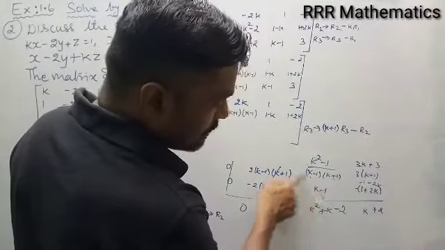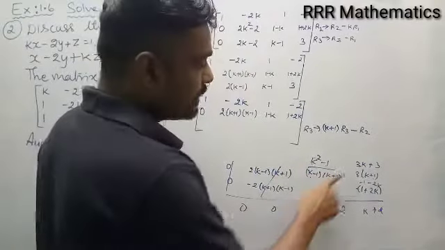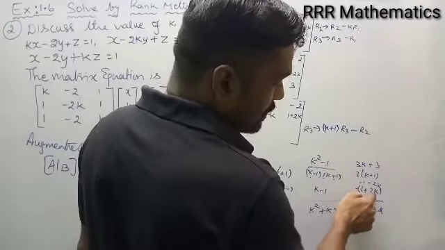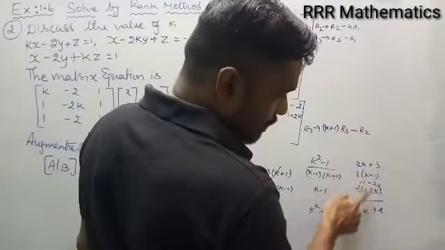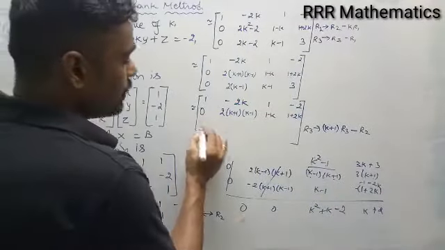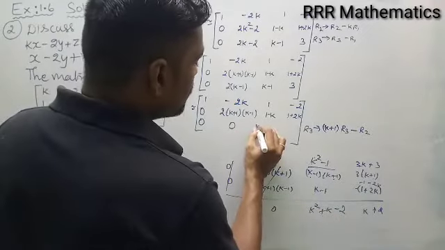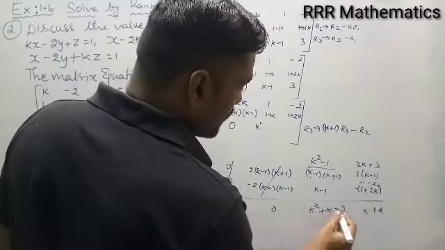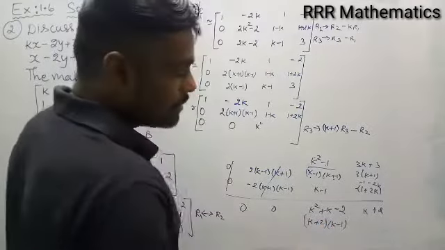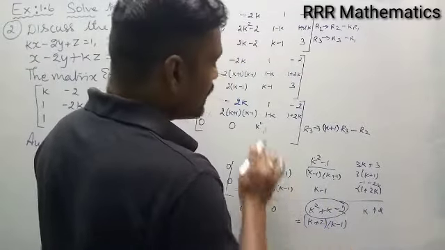If this is K minus 1, simplify K square plus K minus 1 minus 2. Here, 3 into K, 3K. 3 ones are 3. Here, minus 1 minus 2K. 3K minus 2K, K. 3 minus 1, 2. Got it? So, I can write my third row as 0, 0, it will be K square plus K minus 2. I can factorize this one, K plus 2, K minus 1. So, when you factorize, K plus 2 into K minus 1.